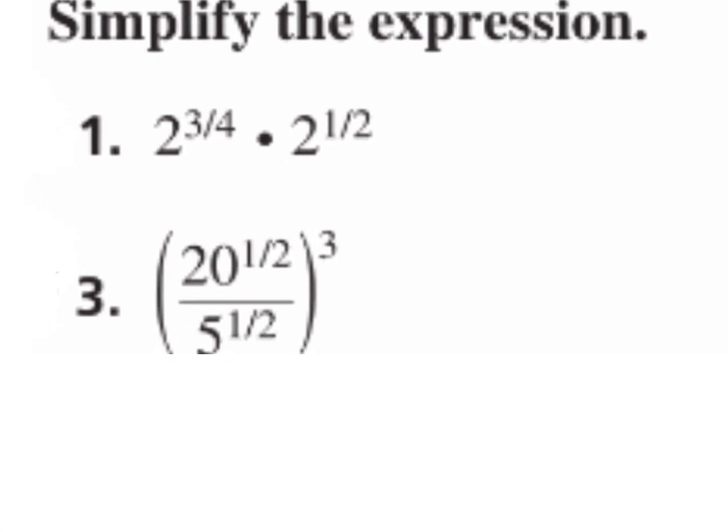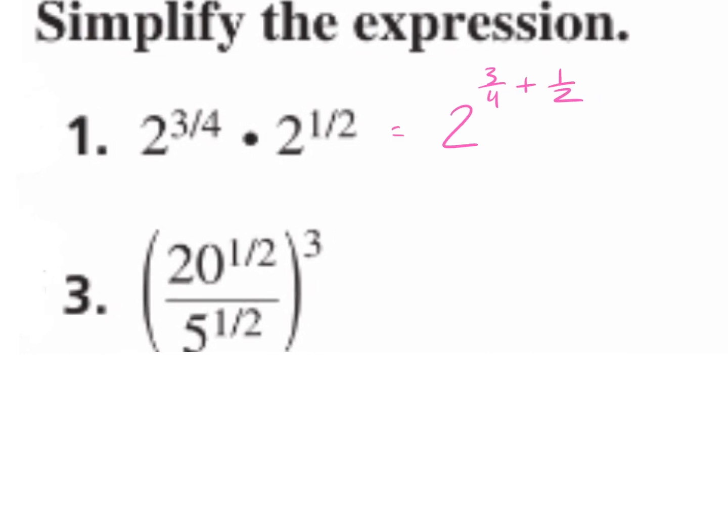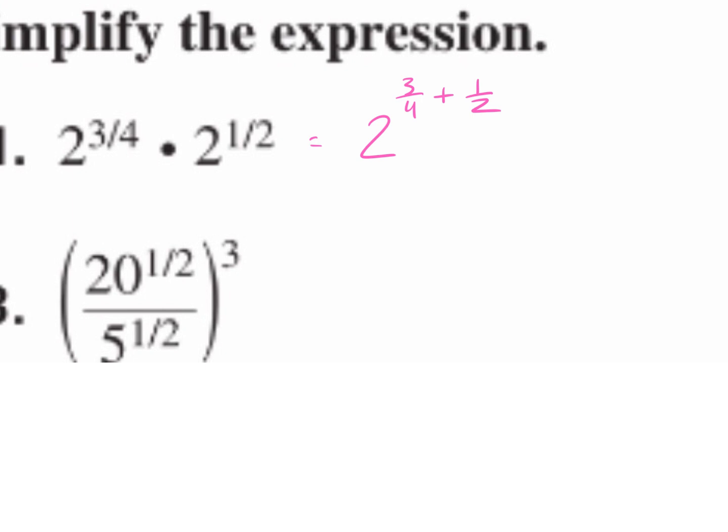Let's look at number 1. What should I do first for number 1? I'm multiplying, so what do I do to the exponents? Add them. So this would be 2 to the power of 3/4 plus 1/2. So the base stays the same, we just add the exponents together.